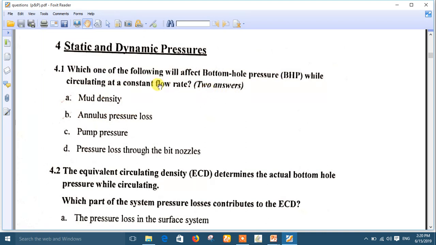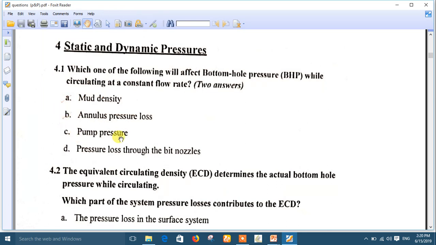Both must be right. So when we talked yesterday about bottom hole pressure while circulating, we talked about the ECD. Try to check the last episode. We talked about the annular pressure loss and the hydrostatic pressure. The hydrostatic pressure means the mud density. So what affects bottom hole pressure is the mud density. This is the right answer. And annulus pressure loss, which is also a right answer.